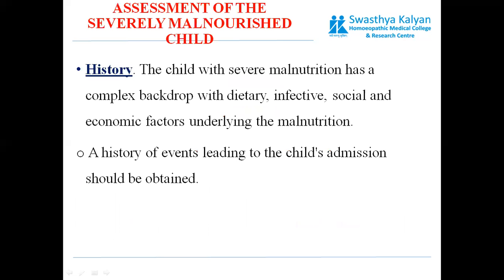So the first step is history taking. The child with severe malnutrition has a complex backdrop with dietary, infective, social and economic factors underlying the malnutrition. A history of events leading to the child's admission should be obtained. We should take a detailed history of all the events which led to the child's admission.